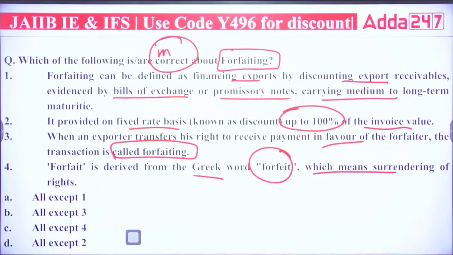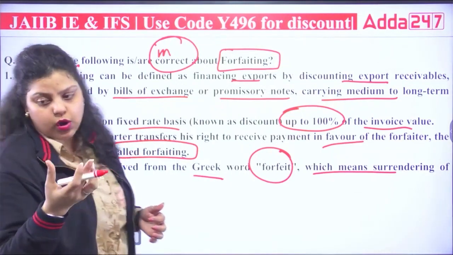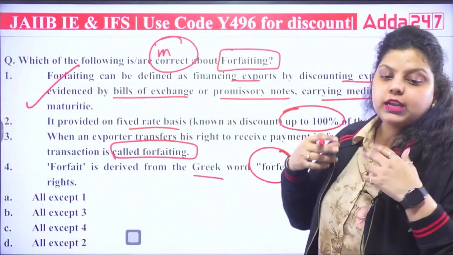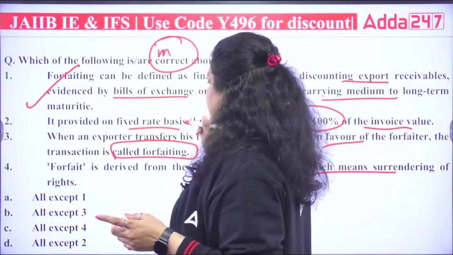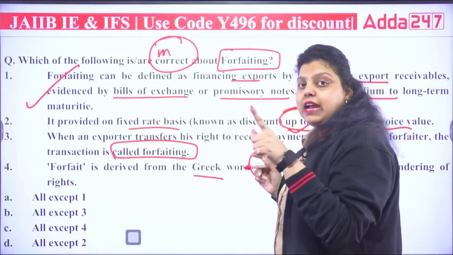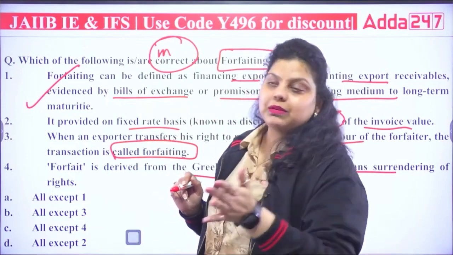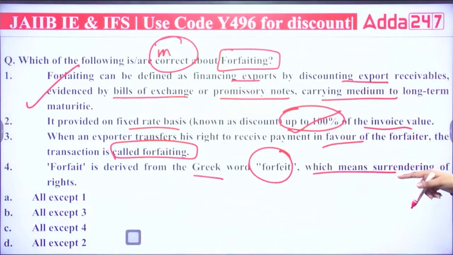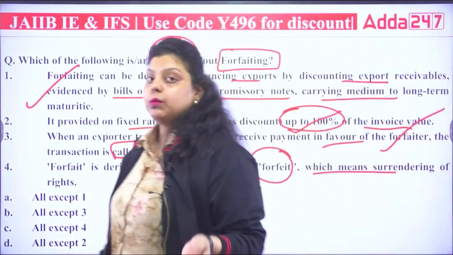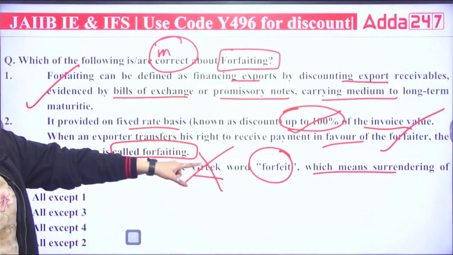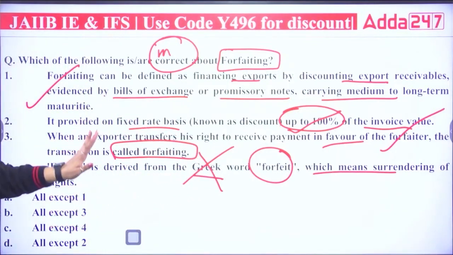So the first one is very much correct, like you are financing the export by taking the trade bills or the invoice of the contract. You are taking that contract invoice and you are providing immediate cash to the exporter. That is true. It provides fixed rate basis up to 100%. Like in factoring, we have discussed 75 to 80% immediate cash will be available, but in forfeiting, you will get 100% cash available. So this is also true. When the exporter transfers his right to receive payment in favor of the forfeiter, the transaction is called forfeiting. That is also true. Forfeit is derived from a Greek word? No, actually it is derived from a French word, and that word is forfeit, which means surrendering of rights.